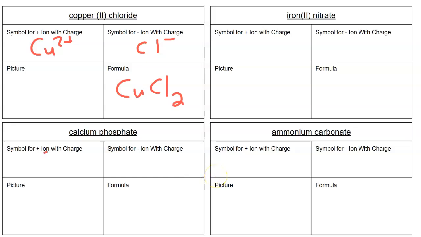Calcium phosphate is going to be composed of Ca2+ and PO4 3-. If I was drawing the picture, I would use 3 of these and 2 of these. How do I write that? I write that as Ca3(PO4)2, calcium ions and 2 phosphate ions.